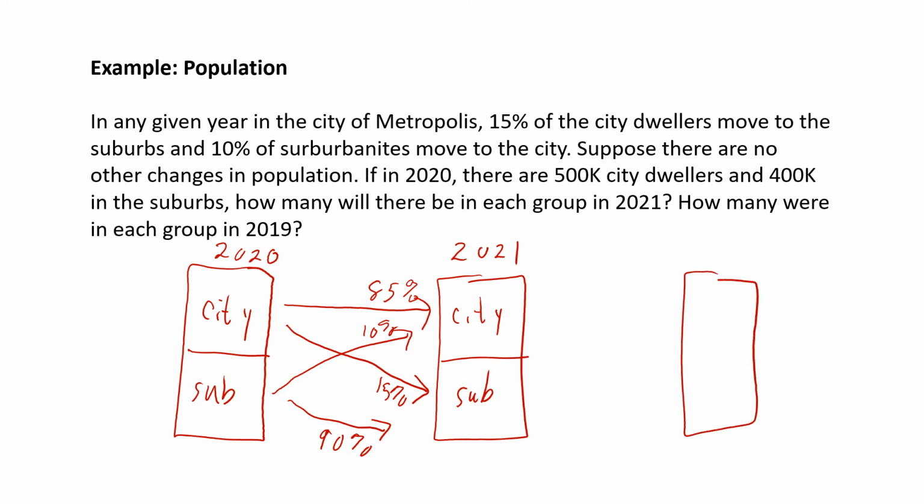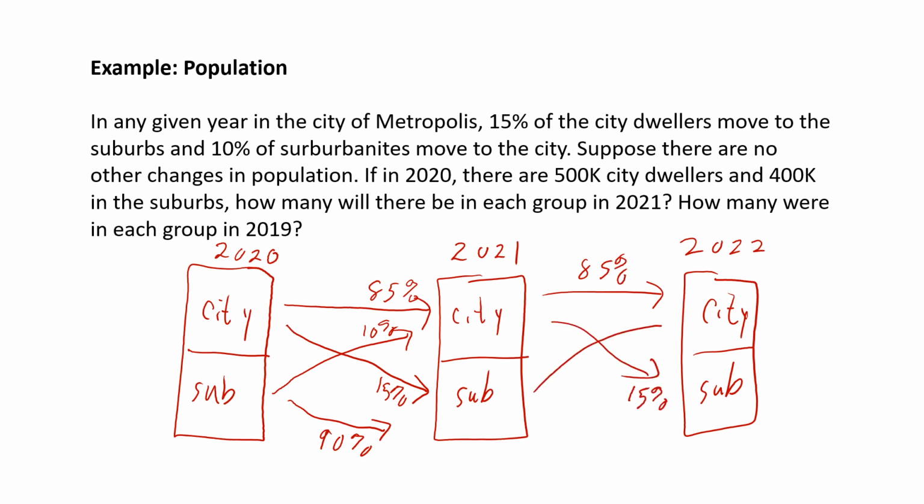So for the next year, 2022, what happens? Same thing, 85% and 15%. And of the suburbs, 10% go back into the city, and 90% stay in the suburbs. And this keeps going on and on and on. So we have a state and we have transitions, how things change from year to year or from time to time.